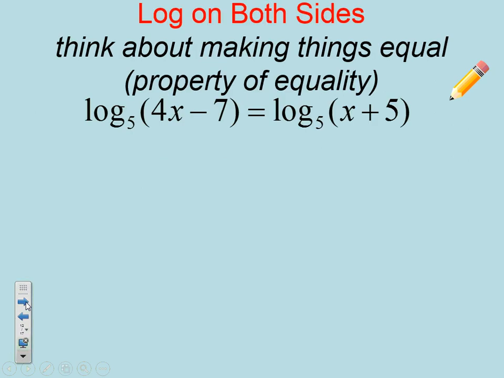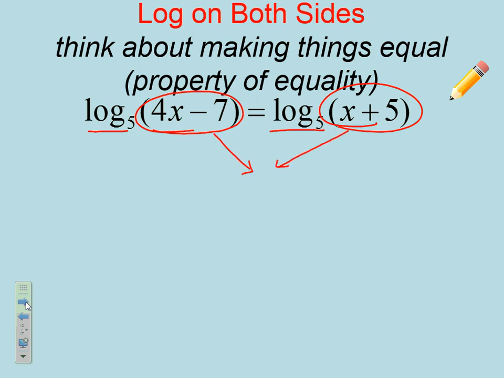So this is what we do when we have logs on both sides. Think about making things equal. We talked about this on our last video when we were solving exponential equations. That's that property of equality. So what if I have a log base 5 of something and it has to equal a log base 5 of something else? Well, it only makes sense that both of those things in the parentheses have to be the same. These two things have to be the same in order for that to happen.